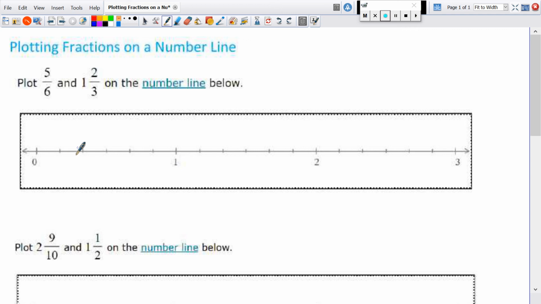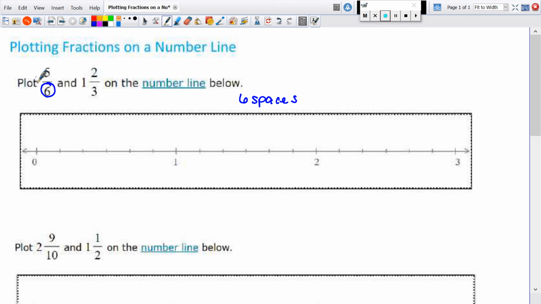So there are 1, 2, 3, 4, 5, 6 spaces. I am not counting the lines, I am only counting the spaces. So there are 6 spaces between each whole number. So that means you want 6 as a denominator. On the first one, it already has 6 as a denominator.